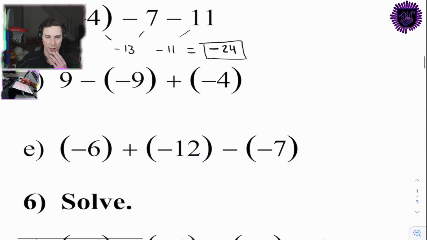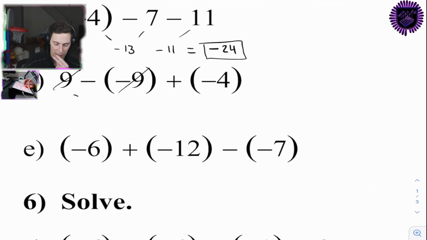Needs more space for these ones. All right, so 9 minus negative. So that's going to, minus and negative, cancel each other out, right? So 9 minus 9 is going to be 0, and then 0 plus negative 4 is just going to be negative 4.